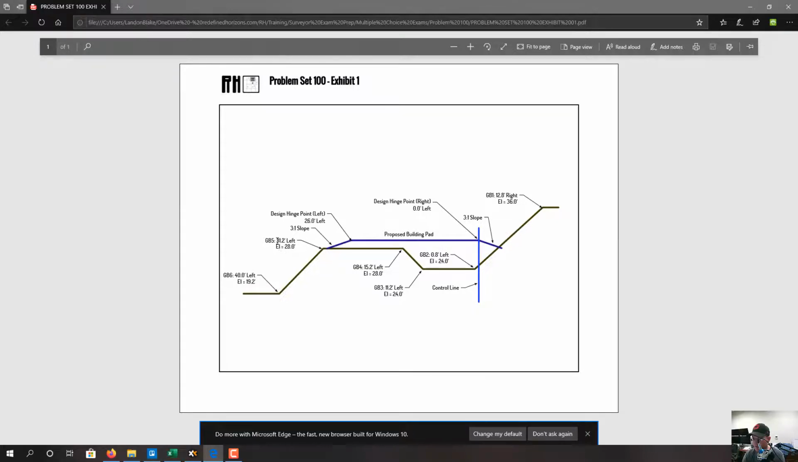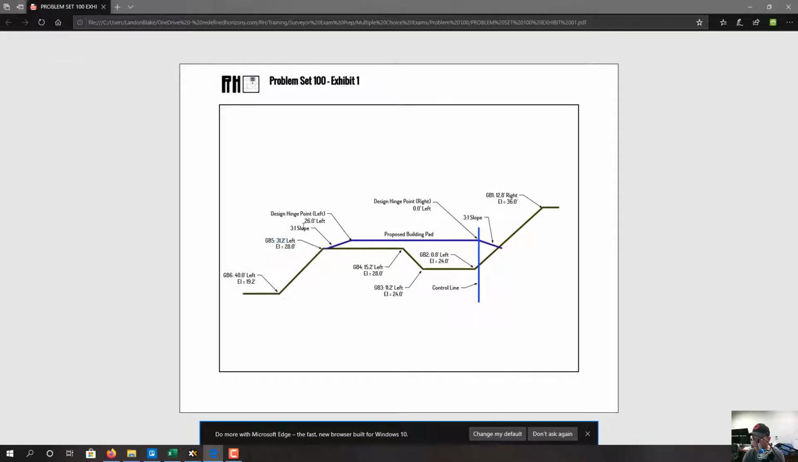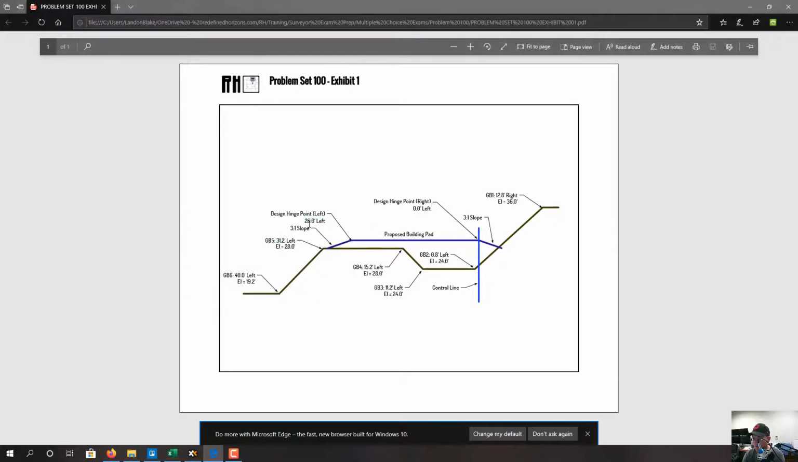Okay, and then you can take your 31.2 feet left here and your 26 here to figure out that you are 5.2 feet from here to here horizontally, and we know we're 4.2 feet from here to here horizontally, so the difference is 1 foot. That's how far back this catch point is from the hinge point.